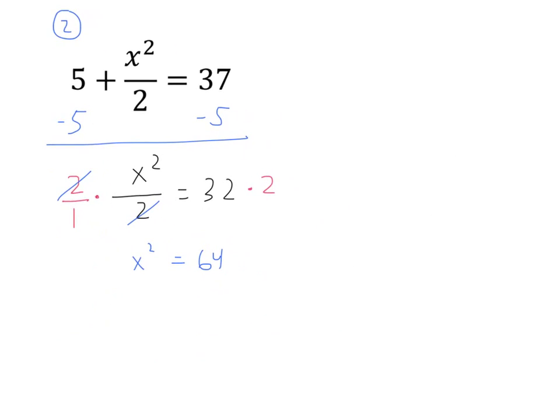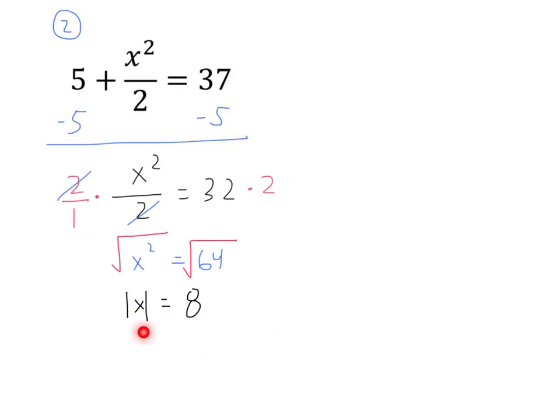All right, so now that I have x squared by itself, how do I get it to be just x? Right? The answer is we're going to take the square root of both sides. Right? What's the square root of x squared? That's the absolute value of x. The square root of 64 is 8. Right? So we have this equation here. The absolute value of x is equal to 8.